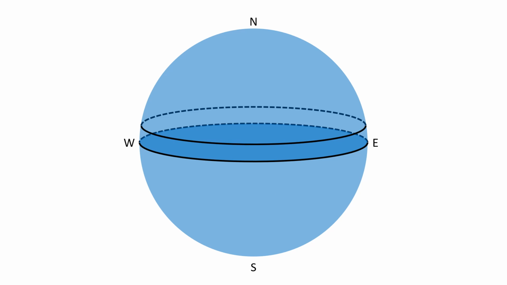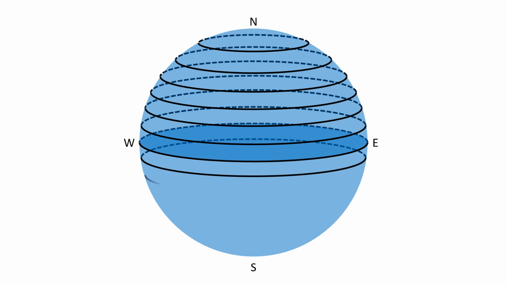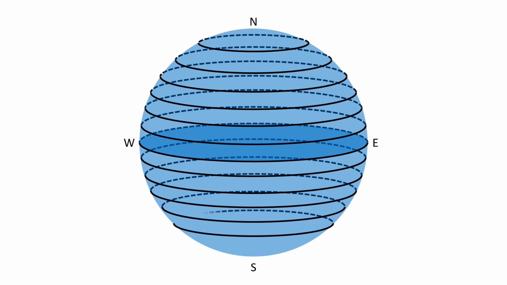It is another circle around the Earth's surface that runs east-west. The plane of this circle is parallel to the plane of the equator. Similarly, all of these circles are parallel to the plane of the equator. These circles are called the parallels.